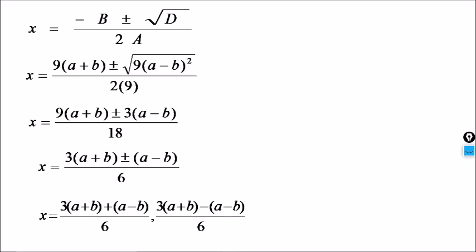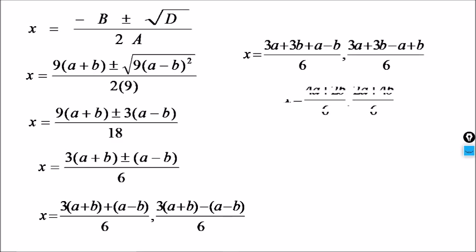Further, when we solve it, we get 3 times of a plus b plus a minus b. In the second case, a minus b will be negative. And further, we simplify them. On further simplification, we get 4a plus 2b upon 6 and 2a plus 4b upon 6. Again, by taking 2 common, we get 2a plus b upon 3 and a plus 2b upon 3.